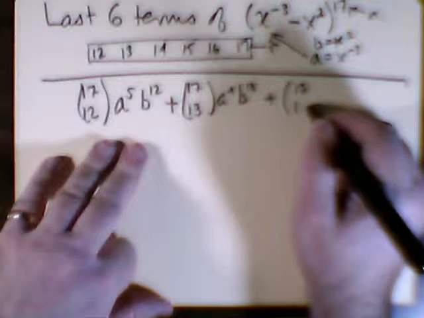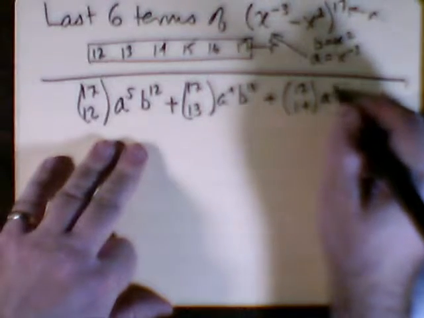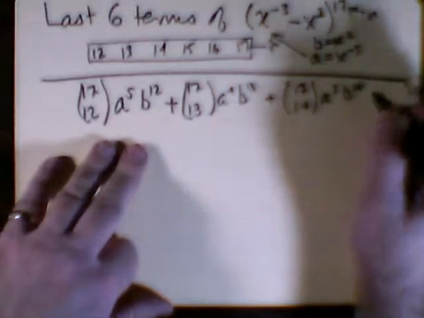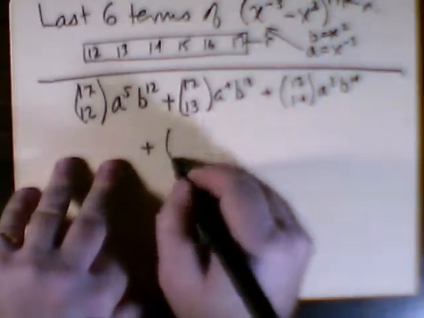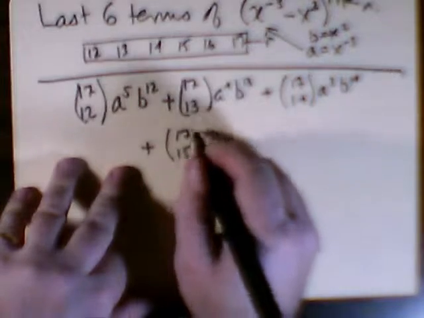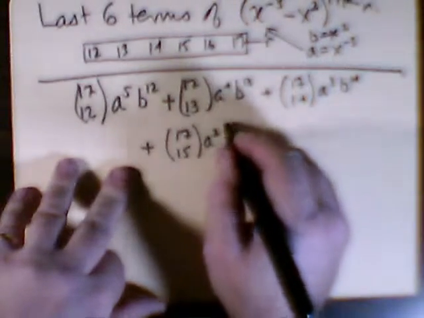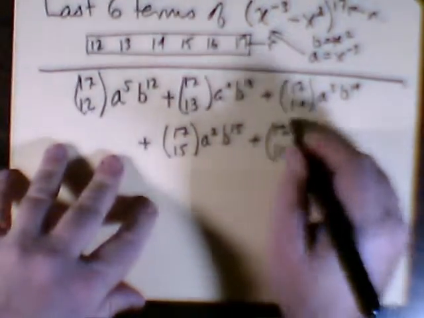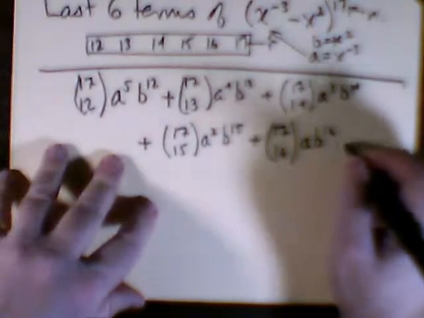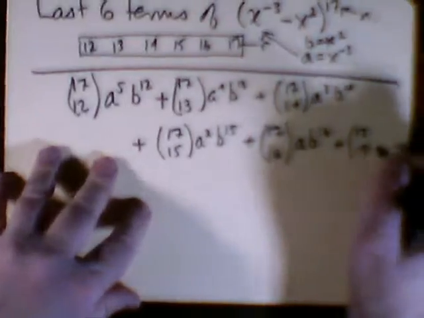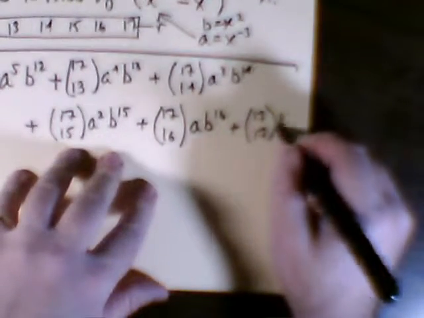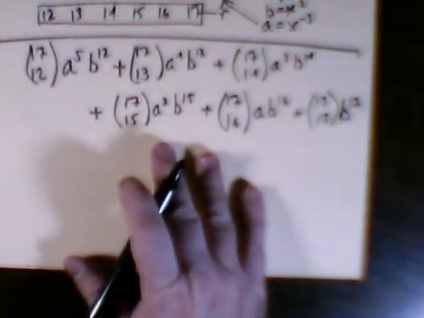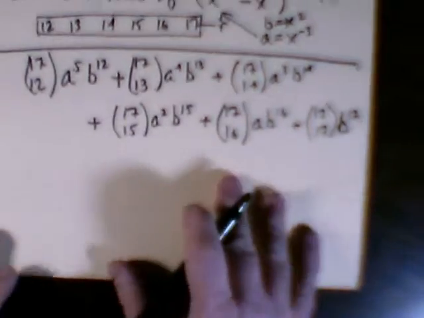Plus 17 choose 14, a cubed, b to the 14, plus 17 choose 15, a squared, b to the 15, plus 17 choose 16, a, b to the 16, plus 17 choose 17 finally, a, b to the 17. Okay, those are your last six terms of a binomial expansion of a plus b to the 17.